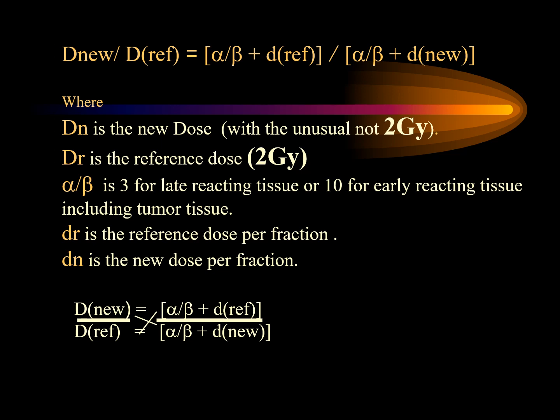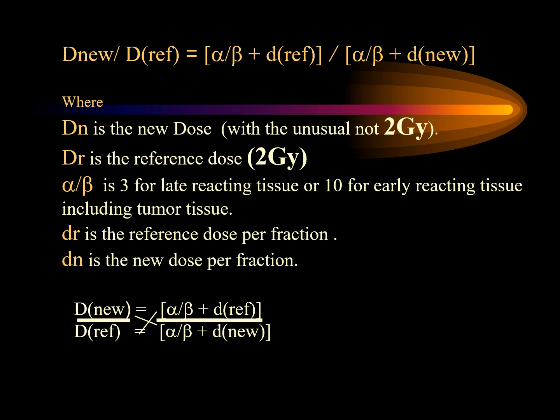And D small ref is a dose per fraction, and you can simply remove the D small ref and put 2 because it's 2 gray per fraction. This is the conventional fractionation. This is the reference fractionation dose, so we can put it as 2, and this will simplify the equation even further. And it is divided by alpha beta ratio plus D small nu, and D small nu is the dose per fraction with any abnormal fractionation.